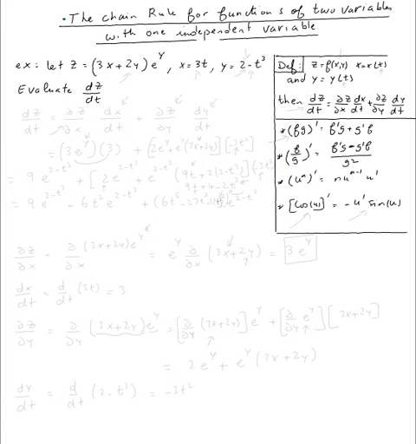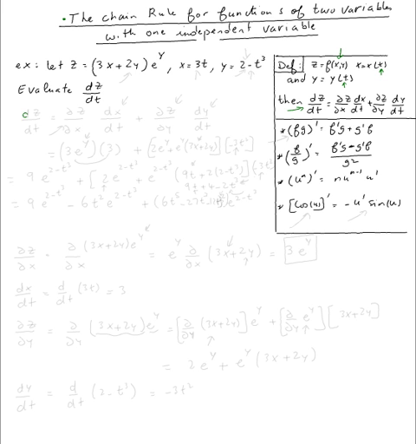The topic is the chain rule for functions of two variables with one independent variable. So let's read the definition. If z is a function of x and y, and x is a function of the independent variable t, and y is a function of the independent variable t, so both x and y are functions of the same independent variable t, in that case dz/dt, the derivative of z with respect to t, is equal to partial z partial x times dx/dt.